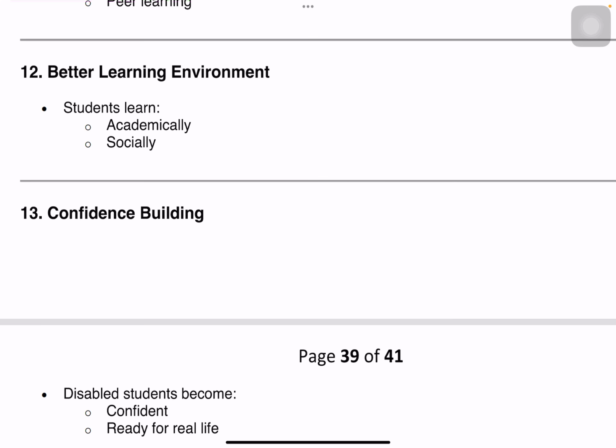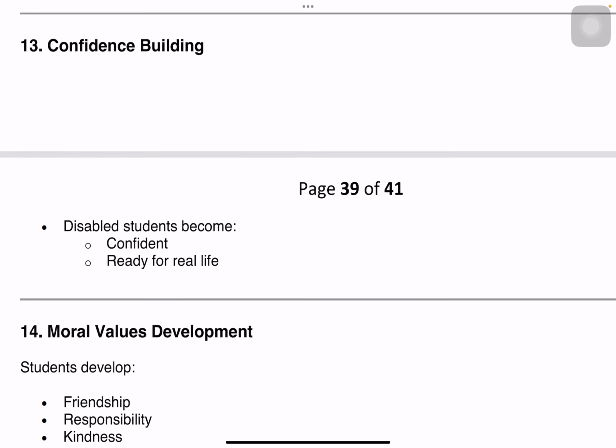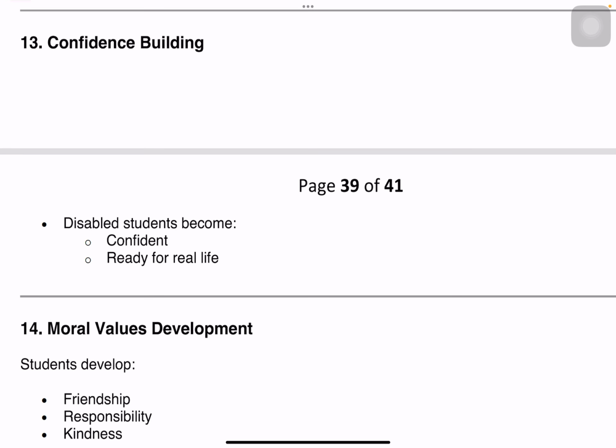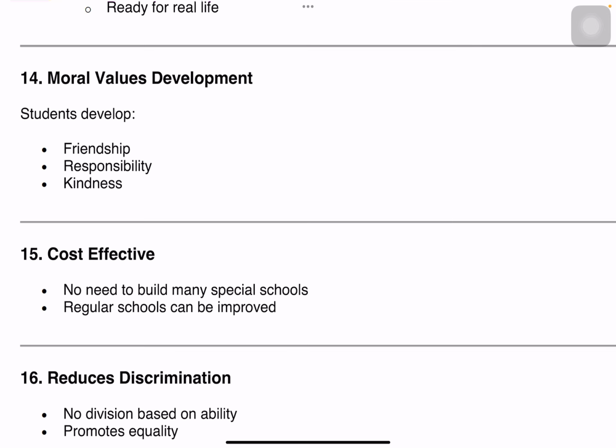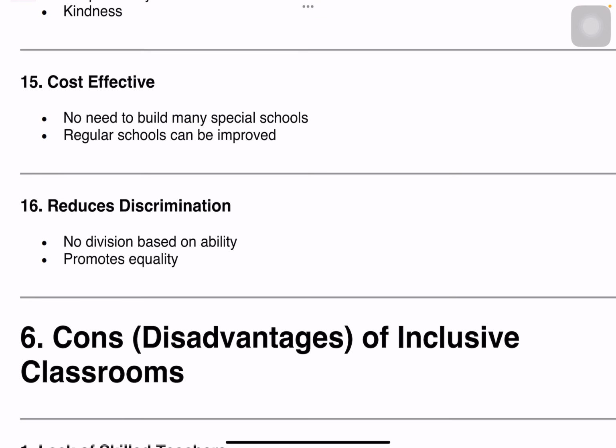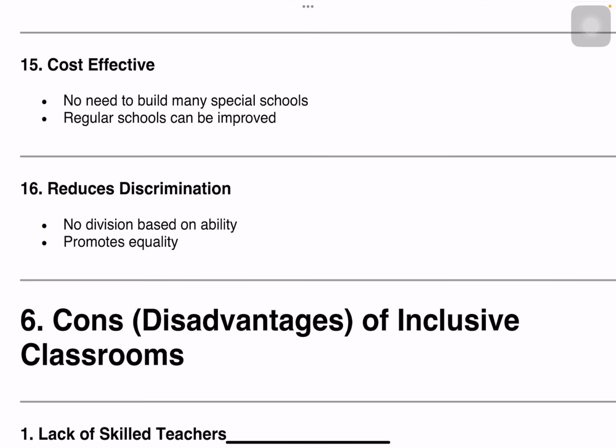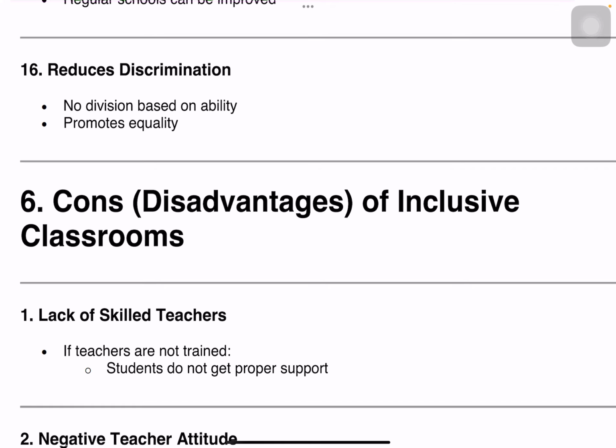Better learning environment. Students learn academically, socially. Confidence building. Disabled students become confident, ready for real life. Moral values development. Students develop friendship, responsibility, kindness. Cost effectiveness. No need to build many special schools, regular schools can be improved. Reduces discrimination. No division based on ability, promotes equality.